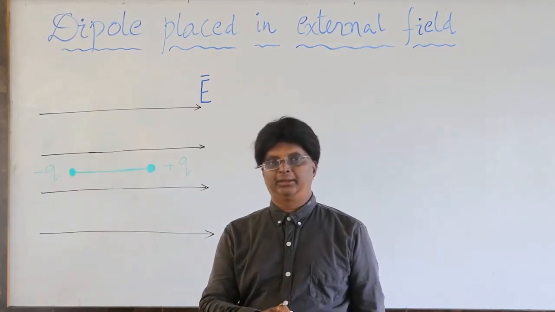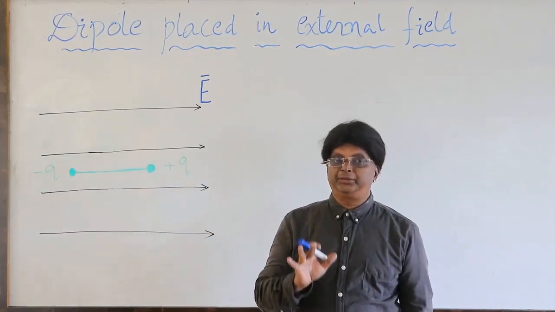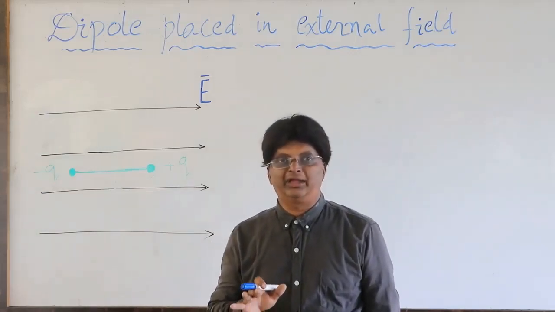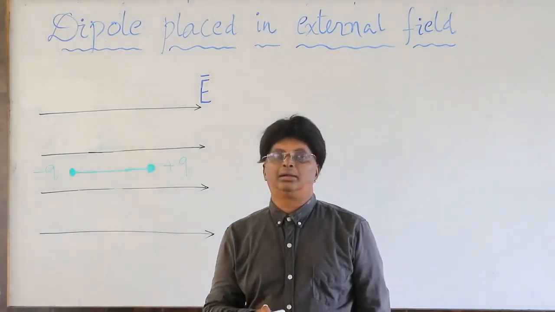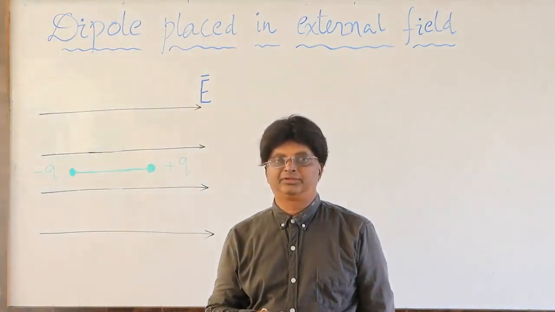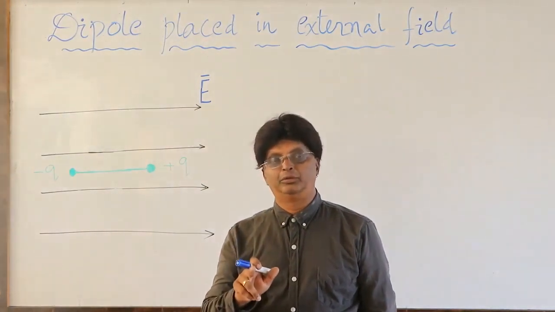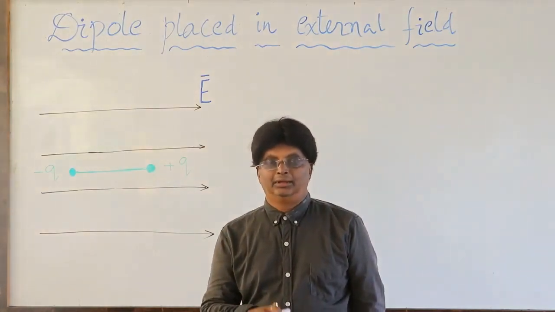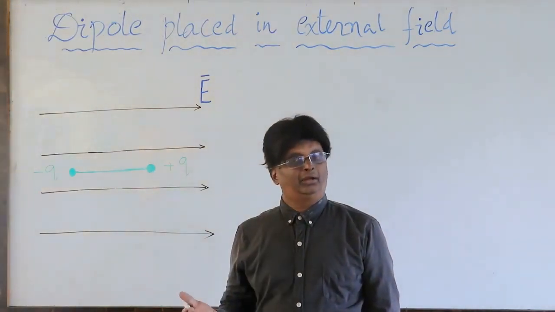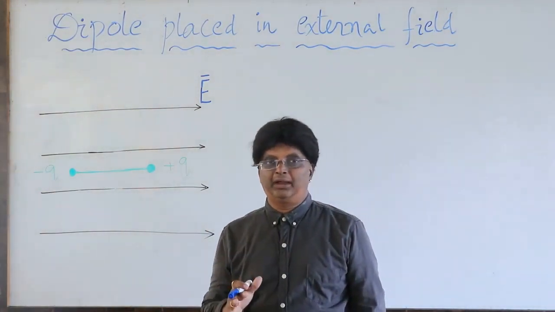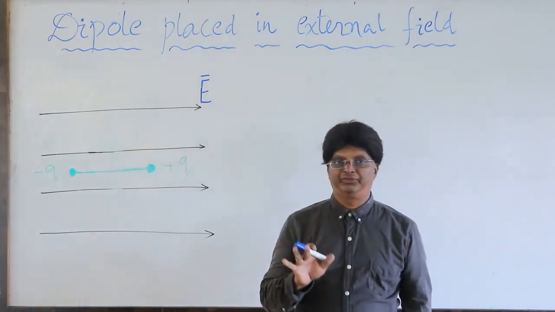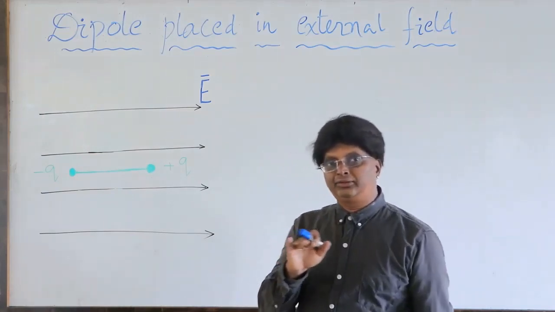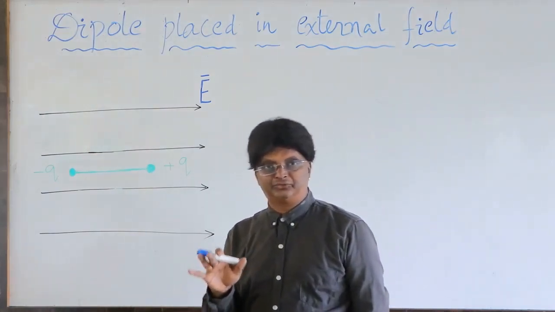There we found that the dipole experiences a torque given by the expression tau bar, a pseudo vector, is P bar, the dipole moment vector, cross E bar, the field vector. And most important point, already I have told you, and one more time I repeat that, the sole purpose of this torque experienced by the dipole is to align the dipole in the direction of field.